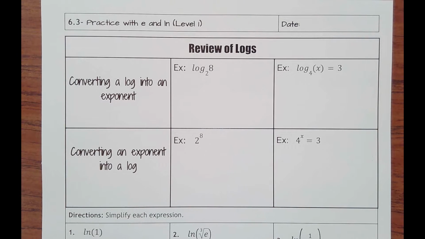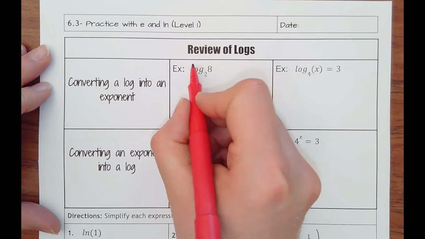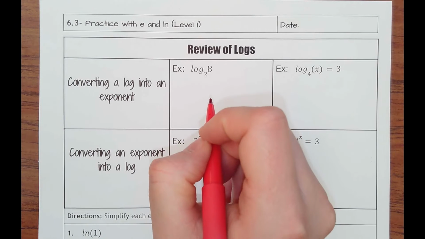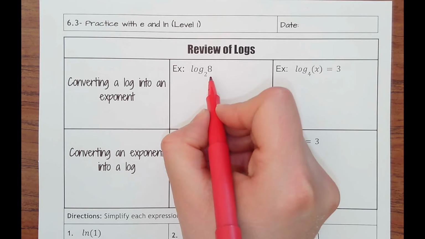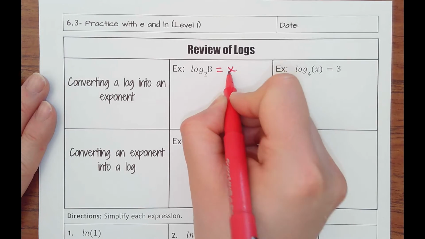Lesson 6.3, practice with e and natural log, level 1. First, I wanted to create just a review since we haven't done them for a while. A log problem like this is really some kind of exponent. And so I want you to be able to take this and turn it into an exponent. So really this is equaling something. I'll just call it x.